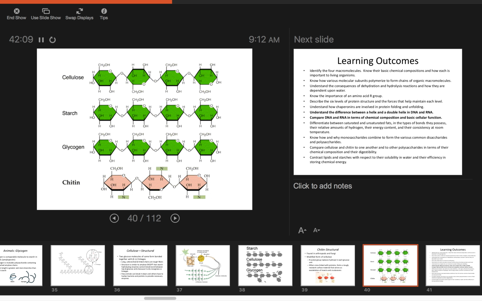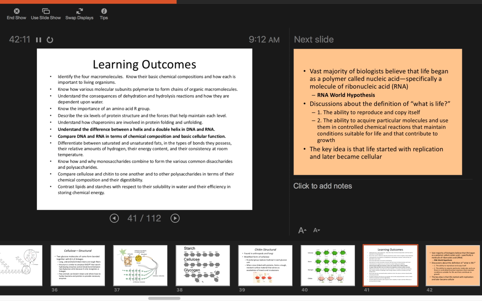Okay, so I'm going to stop it right here. So tomorrow we'll talk about nucleic acids and basically energy storage molecule. We'll also talk about a new hypothesis called the RNA world hypothesis. So maybe RNA was the genetic molecule before DNA came onto the scene.